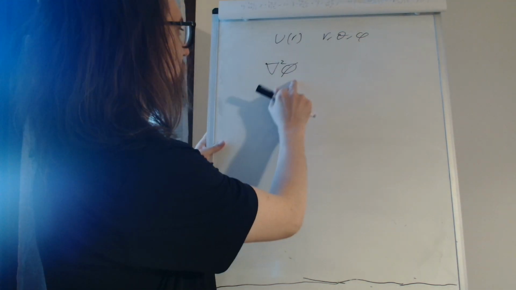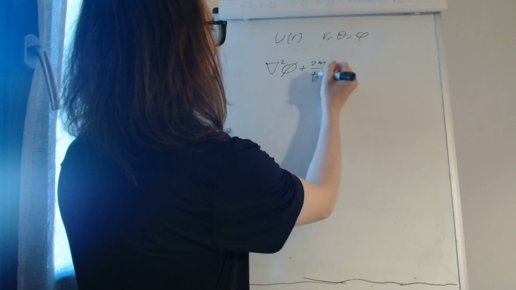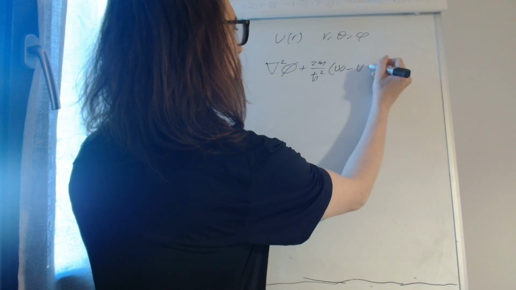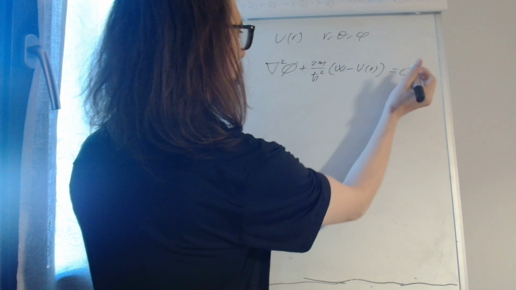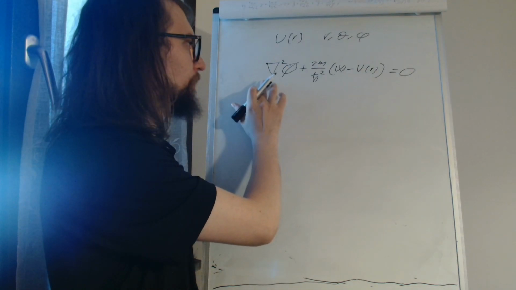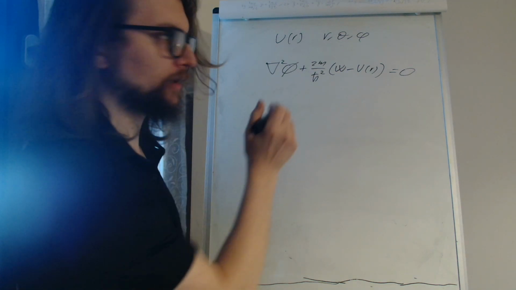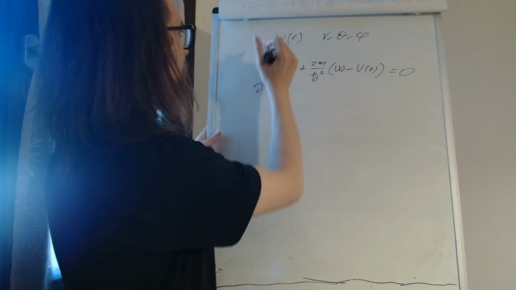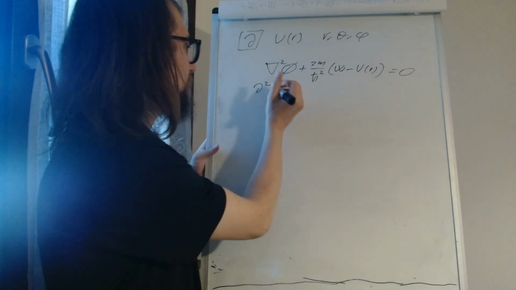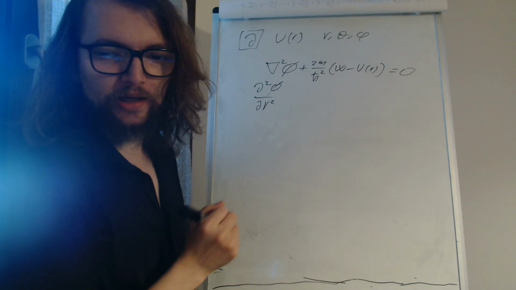So we have the Laplacian of phi plus 2m divided by h bar squared times w, the energy parameter, minus u of r, our potential, equals 0. Since we are working in spherical coordinates, we are going to expand the Laplacian in spherical coordinates, and we get dou squared. Now this symbol doesn't have a name, I just call it dou, and dou squared phi on dou r squared plus 2 divided by r.